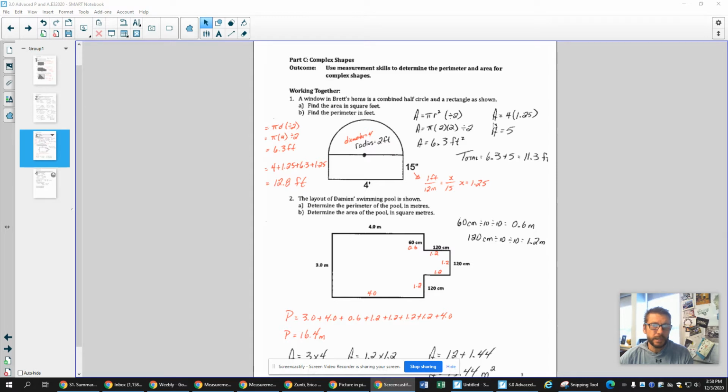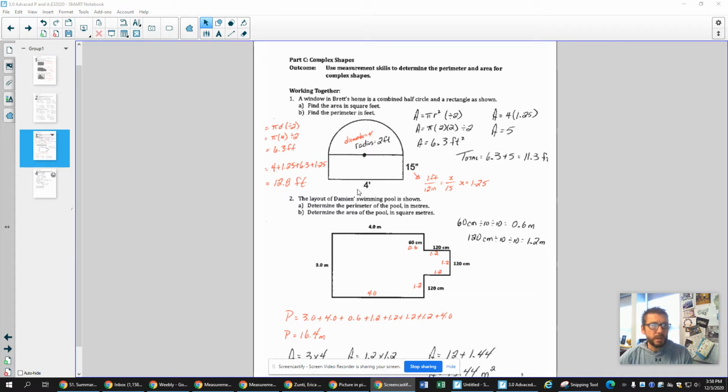And then the bottom is a rectangle. It's 4 feet times 15 inches. Wait a minute, 15 inches. I can't work with inches, I need feet. Back in lesson 1, we said 1 foot is 12 inches. If I have 15 inches, how do I figure out my feet? So 15 inches becomes 1.25 feet. So my area of my rectangle then is 4 times 1.25.